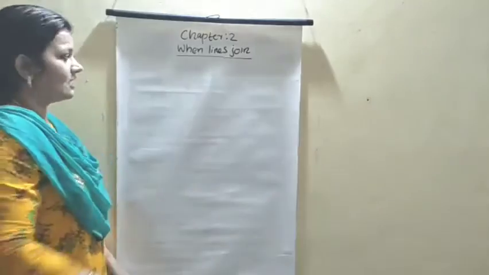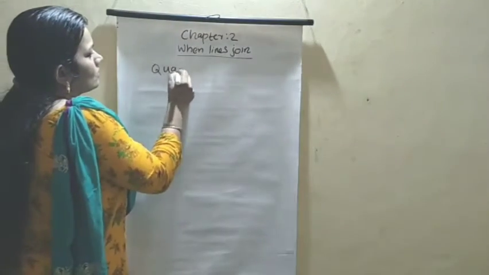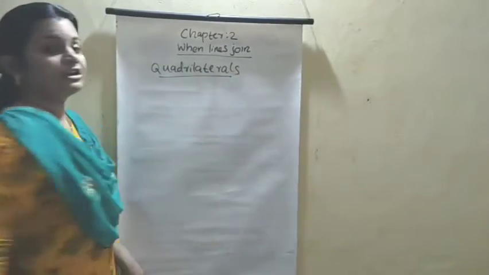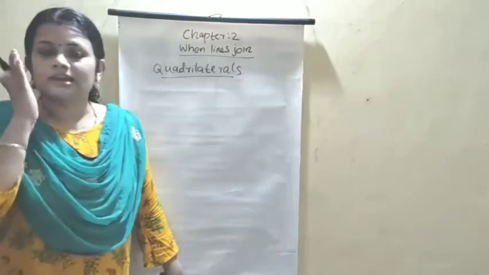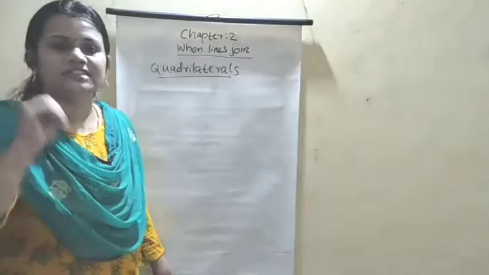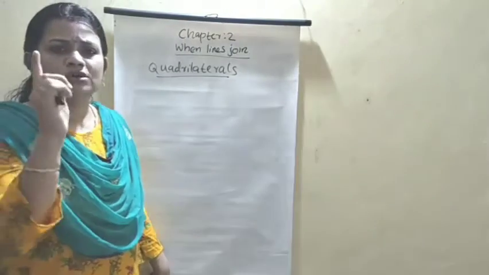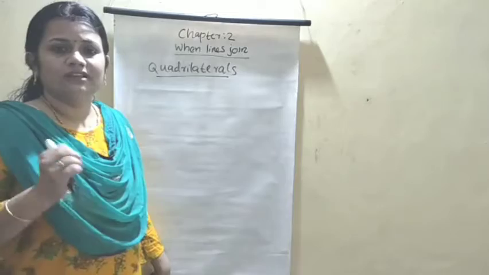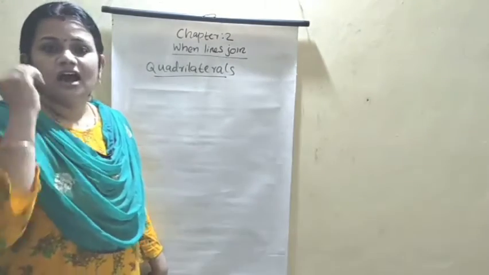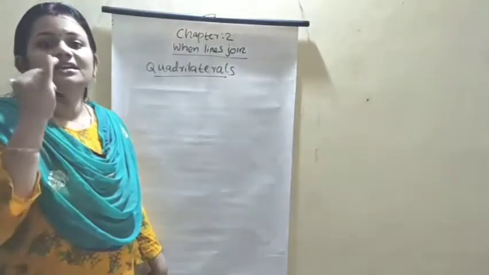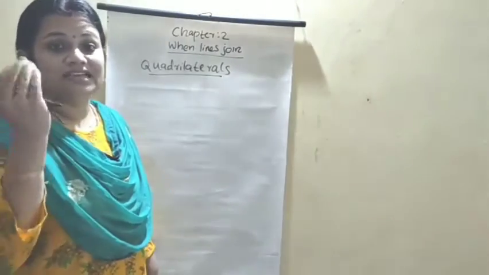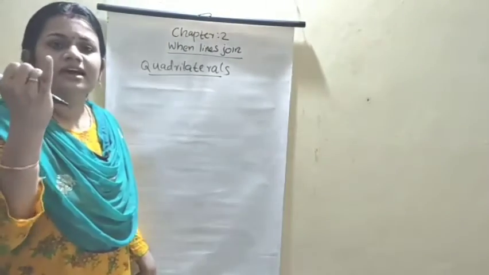Example of quadrilateral. What are quadrilaterals? Quadrilateral means four sides. What does quadrilateral mean? Four sides. One figure with four sides. Can you see? Then what is square, rectangle? These are quadrilaterals. The examples of quadrilaterals are square and rectangle.